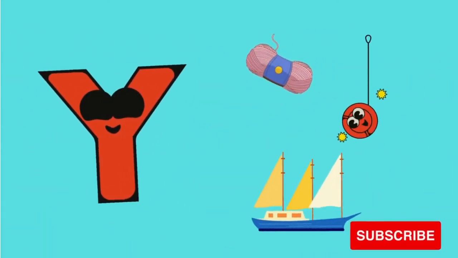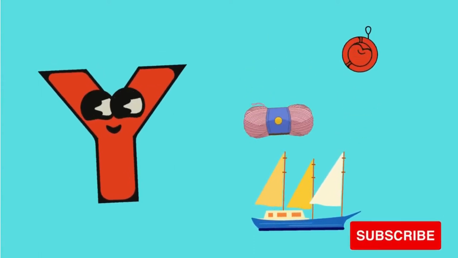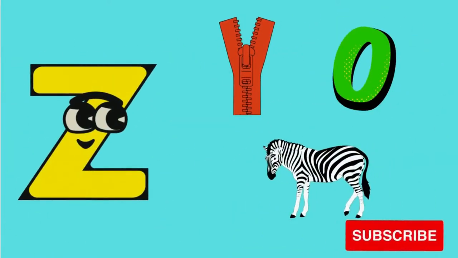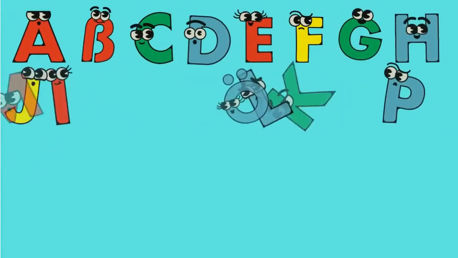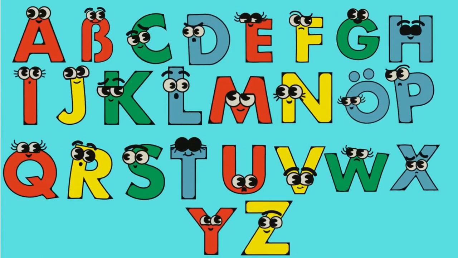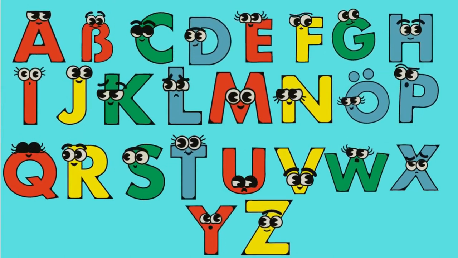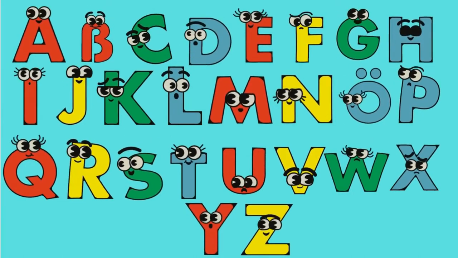Y. Y is for yarn. Y is for yo-yo. Y is for yacht. Z. Z is for zipper. Z is for zero. Z is for zebra. A, B, C, D, E, F, G, H, I, J, K, L, M, N, O, P, Q, R, S, T, U, V, W, X, Y, and Z.